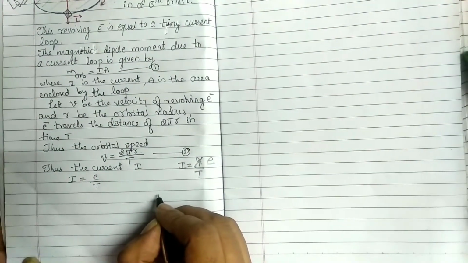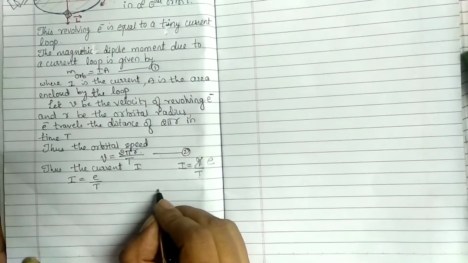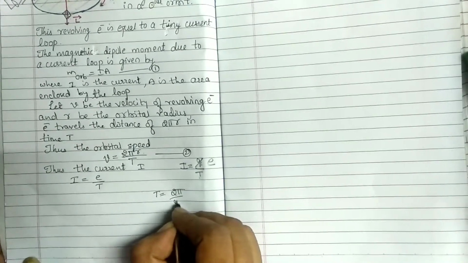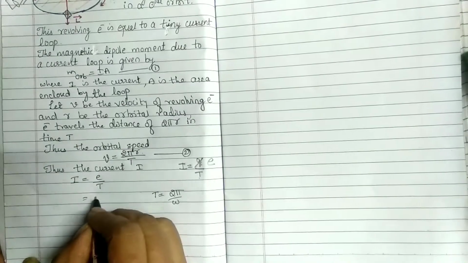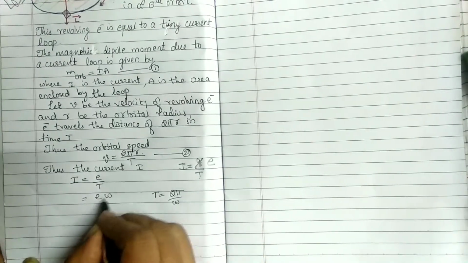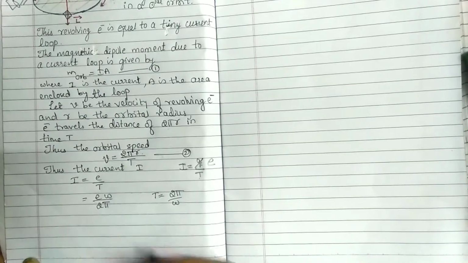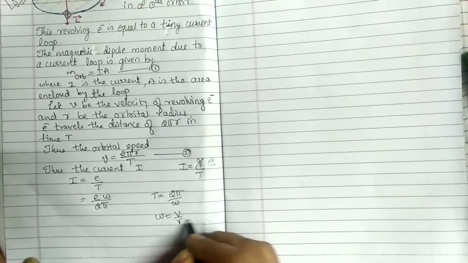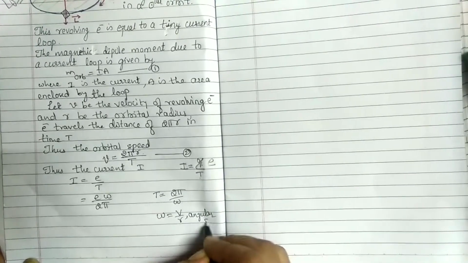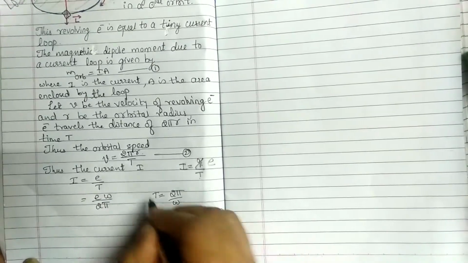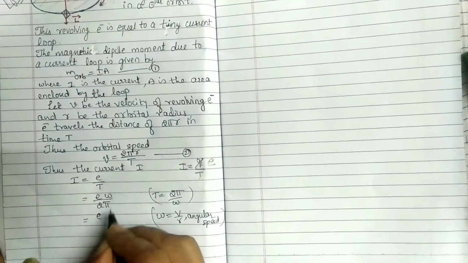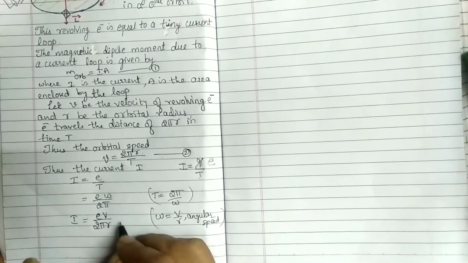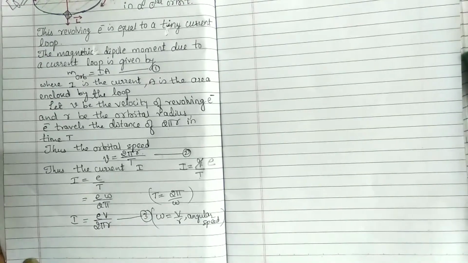If you studied rotational dynamics, the first chapter of your 12th standard, there you will come to know T is nothing but 2 pi by omega. So if I substitute the T value in this, T is in the denominator, so you have to invert this, it becomes omega by 2 pi over here. And what is omega? It is the angular speed. Angular speed is given by v by r. So we can substitute omega as v by r, so it becomes ev by 2 pi r. So this is nothing but I. Call it as equation 3 over here.